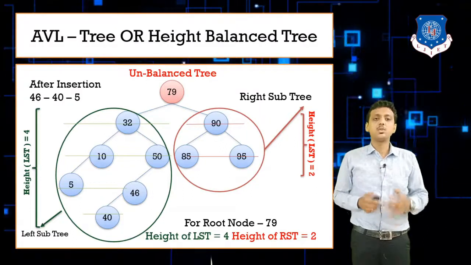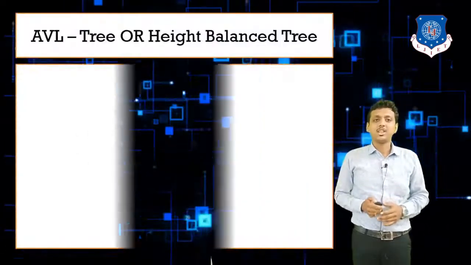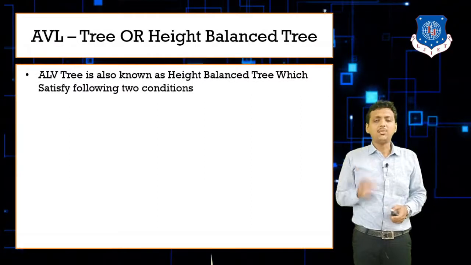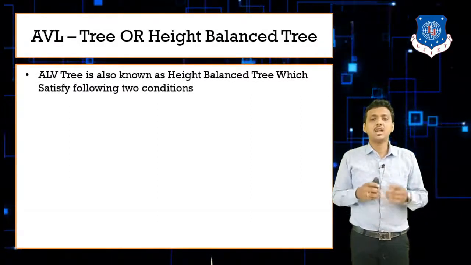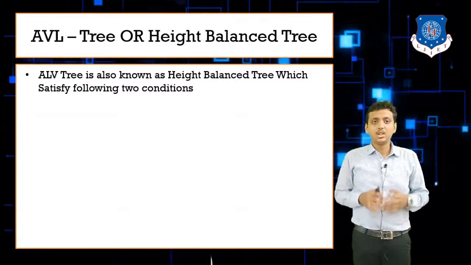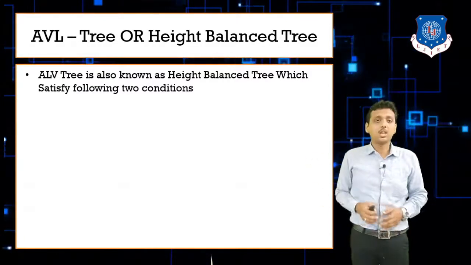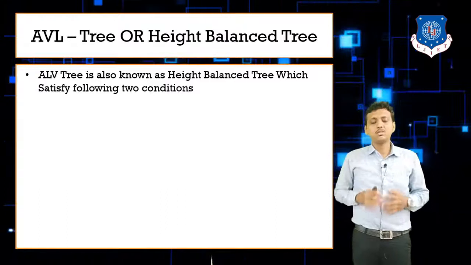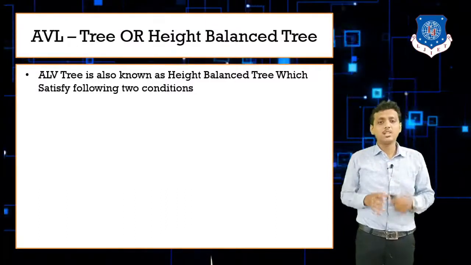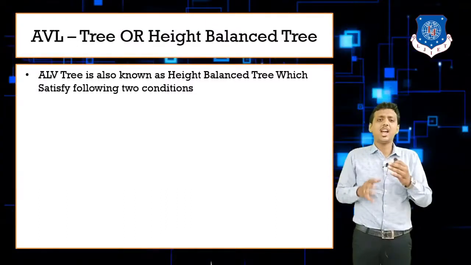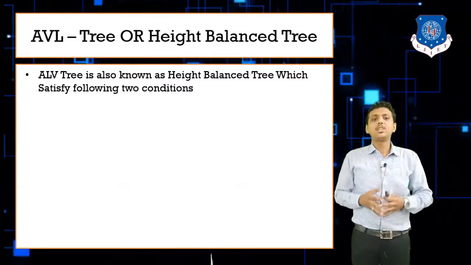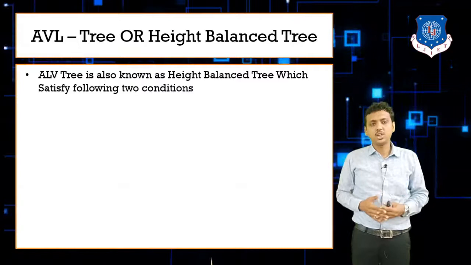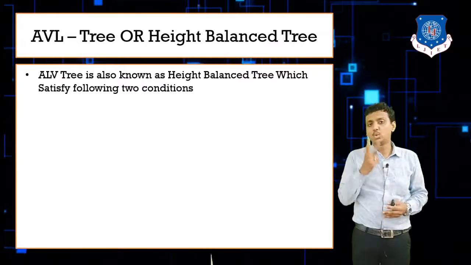Okay, so next we have the AVL tree. In AVL, A, V and L, all 3 are names of the scientists who defined this method. The AVL tree is also known as a height balance tree, just because here we need to balance the height of the left subtree and right subtree. The AVL tree is a height balance tree which satisfies mainly 2 conditions.